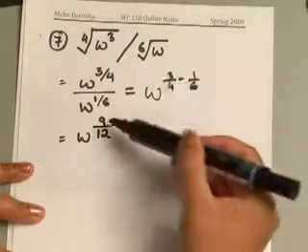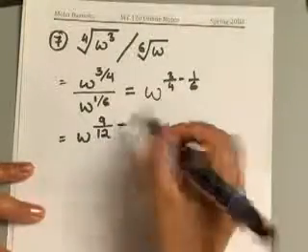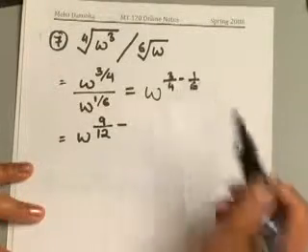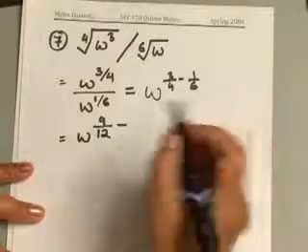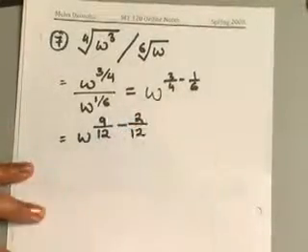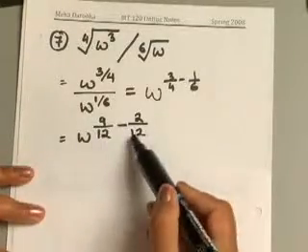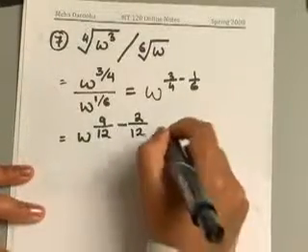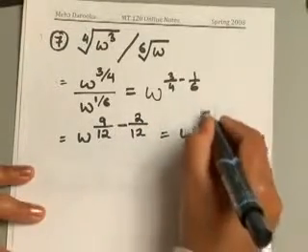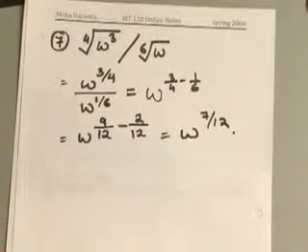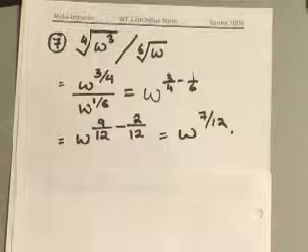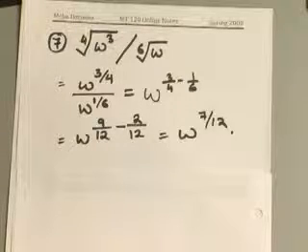4 3s are 12, 3 3s are 9. And for 1/6, to have a denominator of 12, you will multiply the whole expression by 2. 6 times 2 is 12, and then 1 times 2, of course, is 2. Now you can see that since you have the same denominator, you can go ahead and subtract your numerators. 9 minus 2 will give you 7. And w to the 7/12 will be the solution to this expression here.